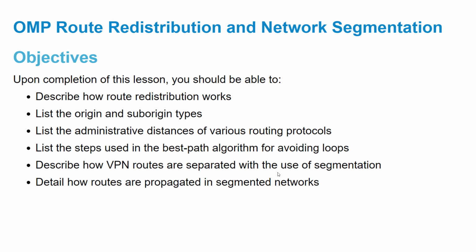We'll also take a look at the steps that are used in the best path algorithm to allow us to avoid loops in the topology as well. And then we'll talk about how VPN routes get separated with the use of that segmentation, and then finally how the routes are propagated in a segmented network.